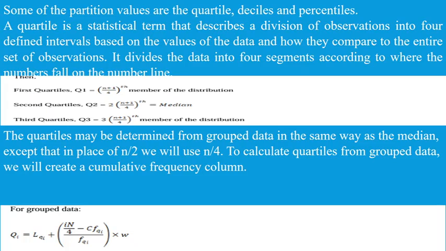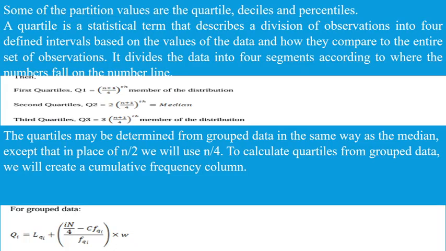We have the first quartile, the second quartile, and the third quartile. The first quartile is given as (n plus 1) over 4. The second quartile, which is Q2, is 2 into bracket n plus 1 over 4, close the bracket, which is the median. And the third quartile is 3 into bracket n plus 1 over 4, which is also a member of the distribution.